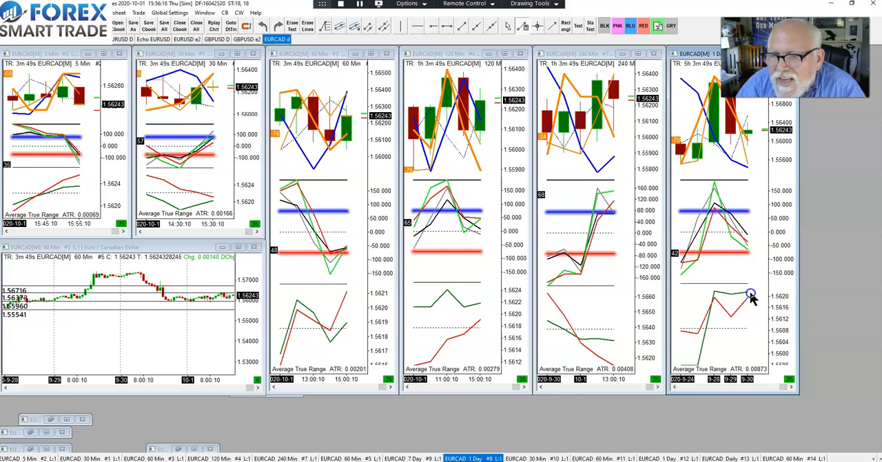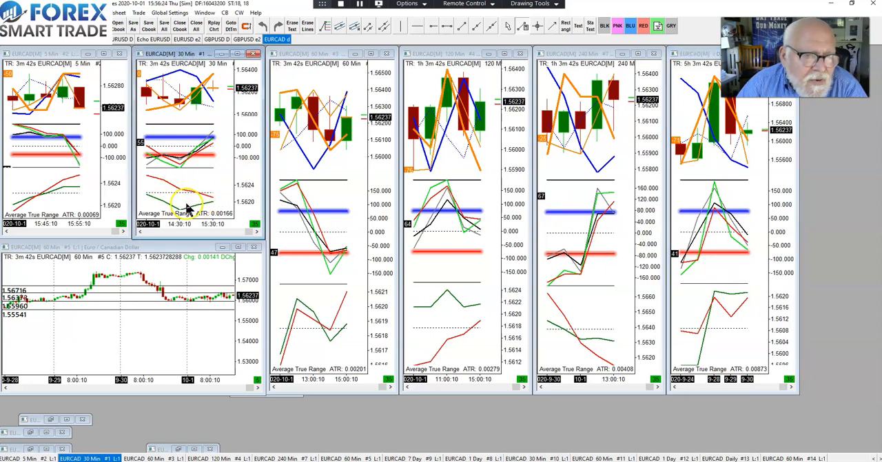I would call this a slight up pressure. On the 30 minutes, we're converging with green about to cross over. Majors and minors going up. Sideways on the 5-minute, coming down through the channel. Euro Canadian.